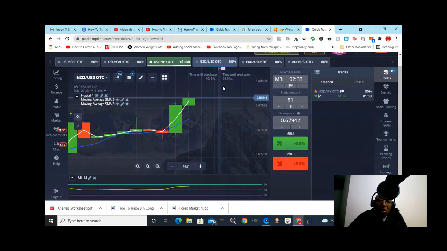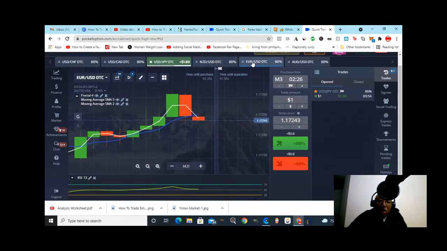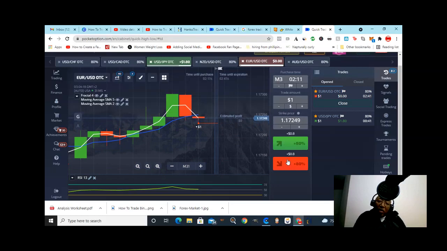Let's see. Let's go up here. Okay, here I'm seeing a great setup forming. I think I'm going to go with a sell. I think it's going to go down here. I'd be wrong, but never know.